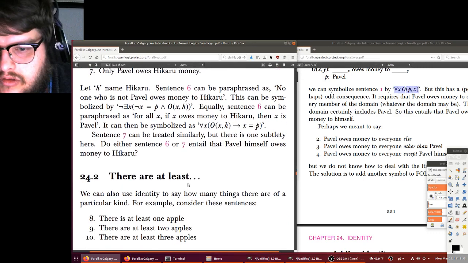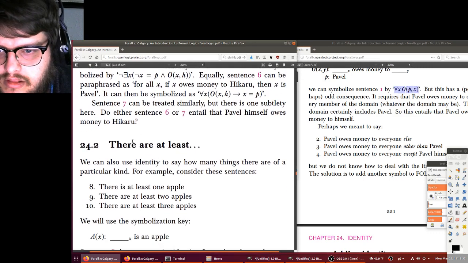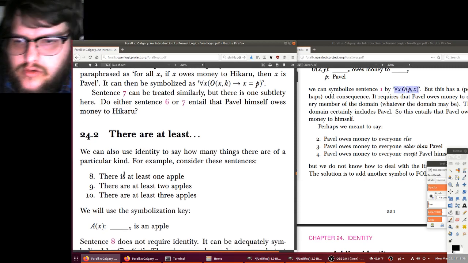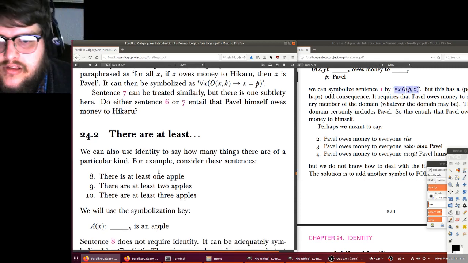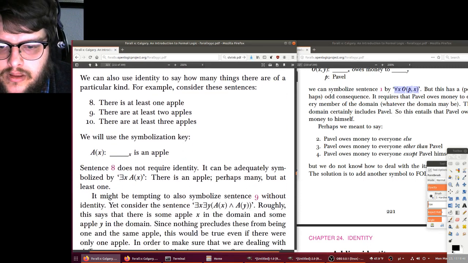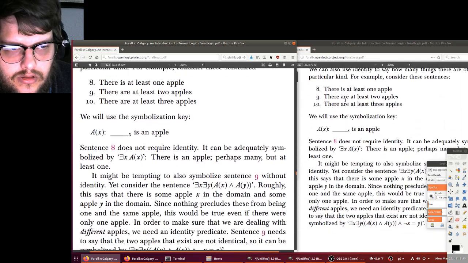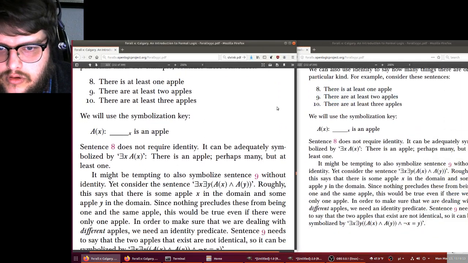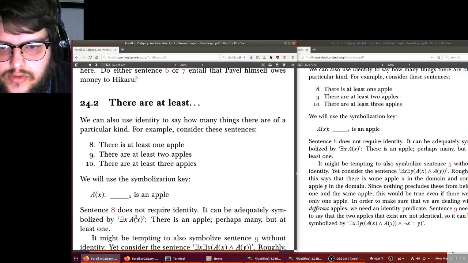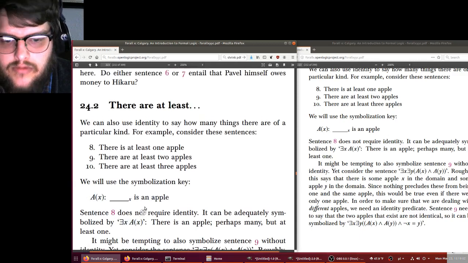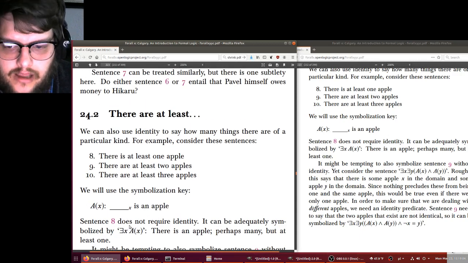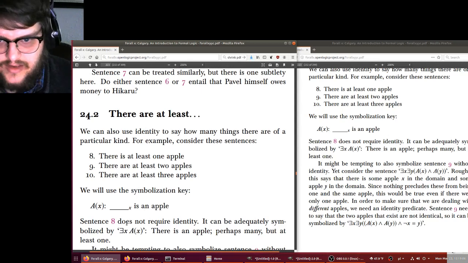Okay. So we want to look at how there is at least one apple, 2 apples, and 3 apples, and how these sentences can be symbolized. They're over here now. So sentence 8 doesn't require identity. They're going to use A of X as the predicate that it is an apple. So you just say there exists X, AX, and that's what it means, right? There is an X such that X is an apple.